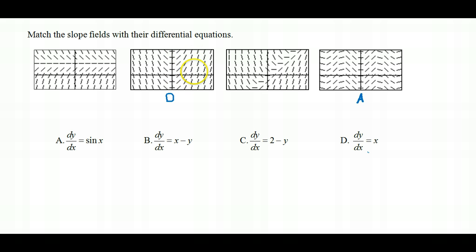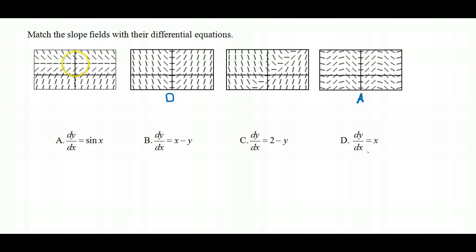with the same slope. So for part C, this differential equation only depends on y, so it seems like it would match the only slope field that has all the same slope in horizontal lines. So the only one that matches that is this first slope field. So along every horizontal line, there's the same slope.